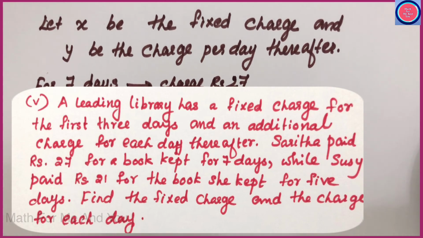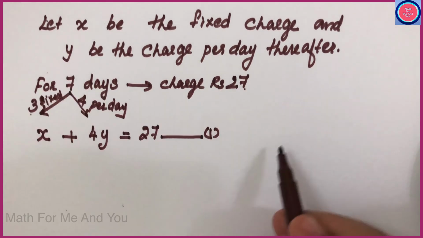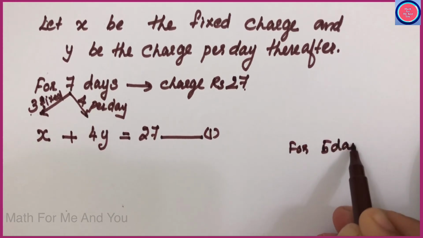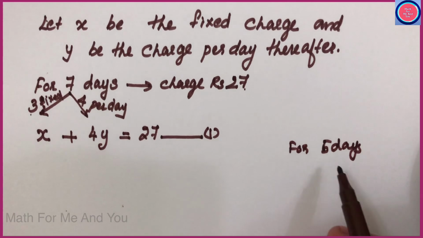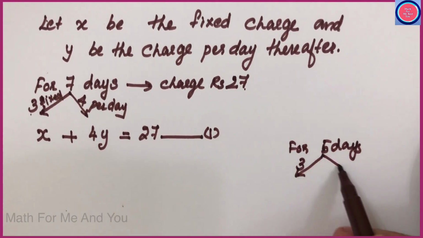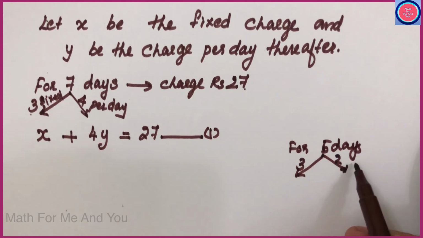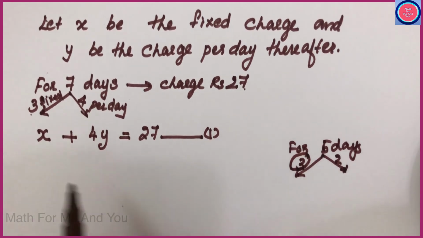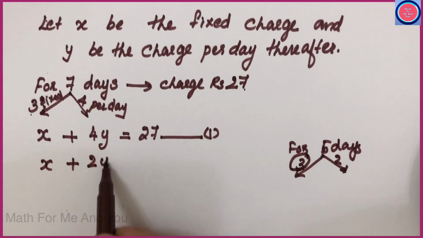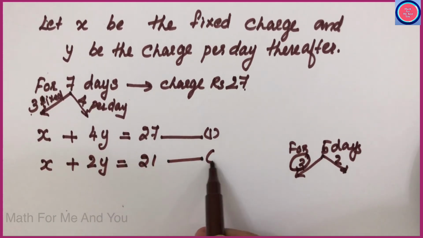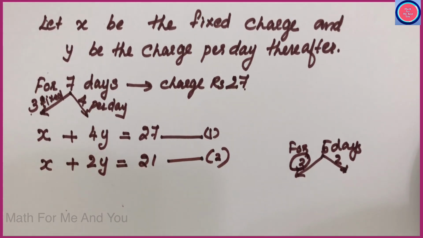Again, when we read, it's given that Susie paid rupees 21 for 5 days. Okay, we can consider the 5 days case. For 5 days she paid a total of 21 rupees, and when we split 5 days as 3 fixed charge days and the remaining 2 days at y per day, it is for 3 days x and for 2 days 2 times y. So x plus 2y is equal to 21. Now we get the second equation. Let it be equation number 2. The two linear equations are ready.